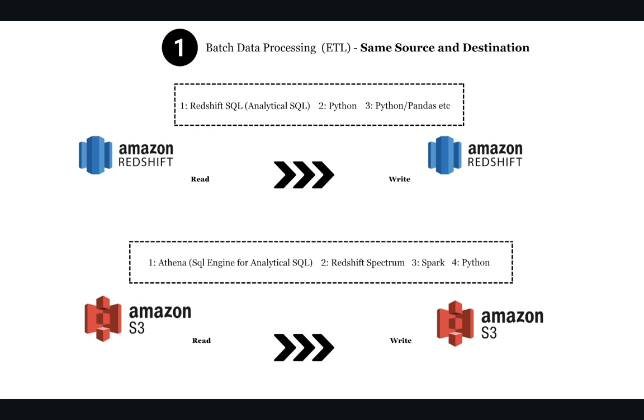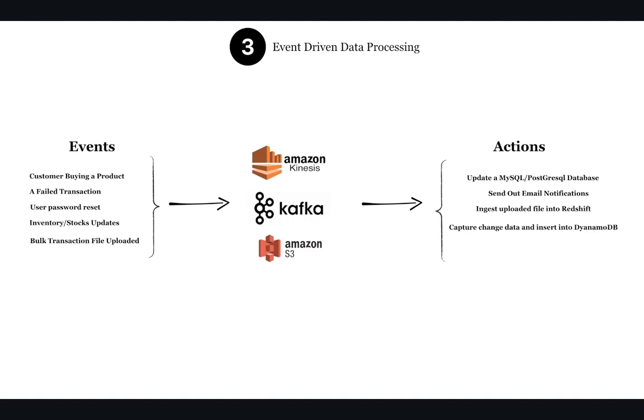Redshift Spectrum is a feature of Redshift, which lets you run SQL queries against the data residing in S3 inside of Redshift. Similar to Athena, but you can access all of this inside Redshift as opposed to Athena in this case if you use Redshift Spectrum. Finally, you always have the option of using Python or PySpark in order to read the data from S3 and write it back to S3 in a transformed form.